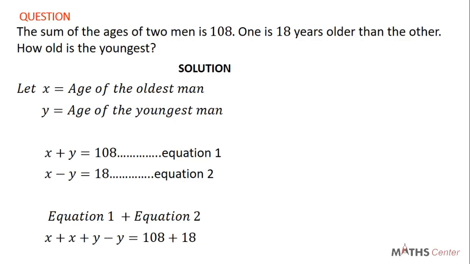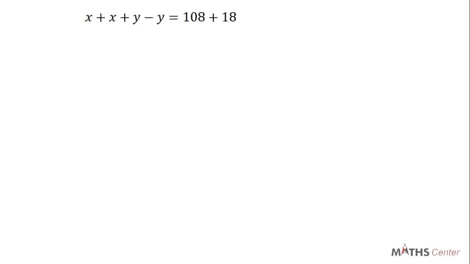If I add equation 1 to equation 2, I'll have x plus y minus y is equal to 108 plus 18. Y minus y will be 0. X plus x, from algebra, we know that that is 2x. And this is equal to 126 because 108 plus 18 will give us 126.